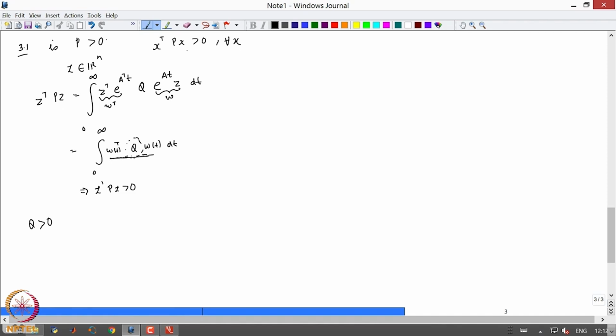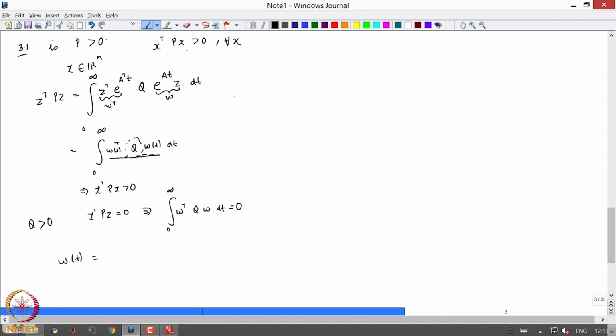So, if I have a vector transpose Q times the same vector, that should be greater than 0, and this will hold for all z. So, I am not defining any particular z here, but this will hold for all z. So, whenever, okay, z transpose P z is equal to 0, this would imply that w transpose Q w is 0. Okay. Now, when can this happen? This can happen if w(t) is 0, right, from the definition of the positive definite matrix, this will be 0.